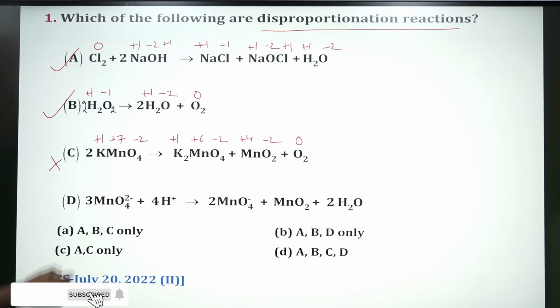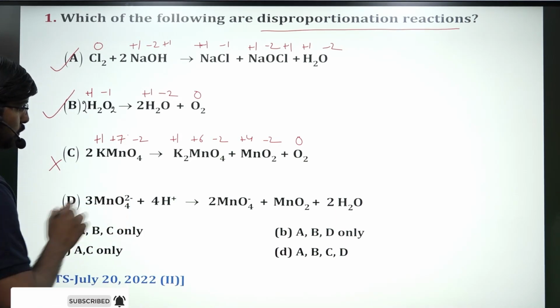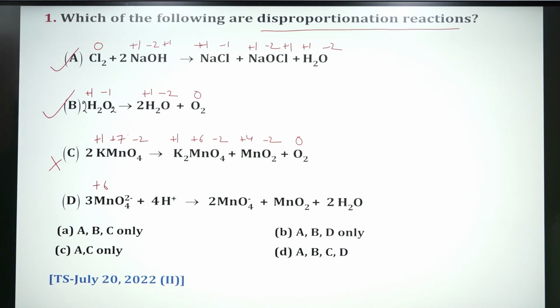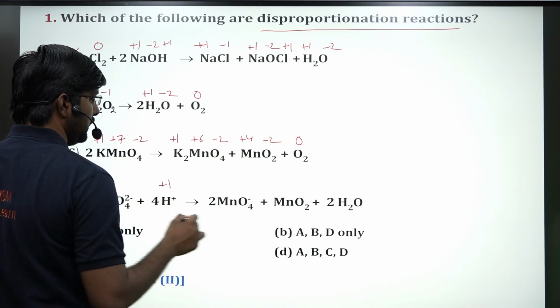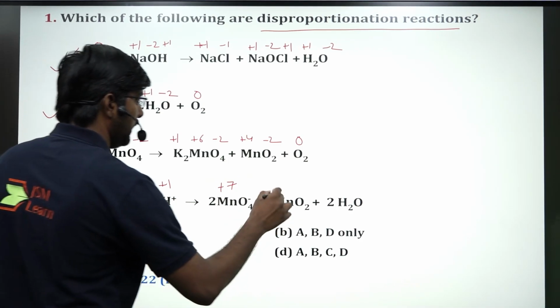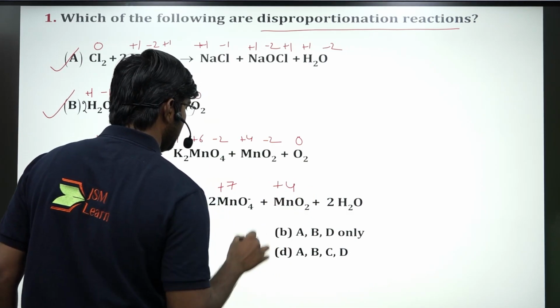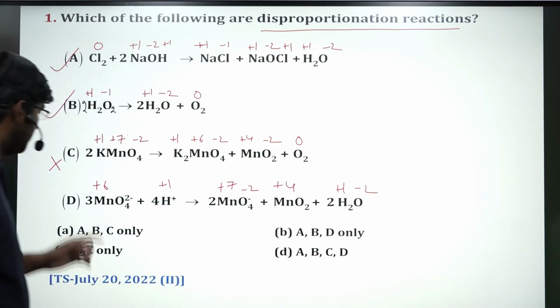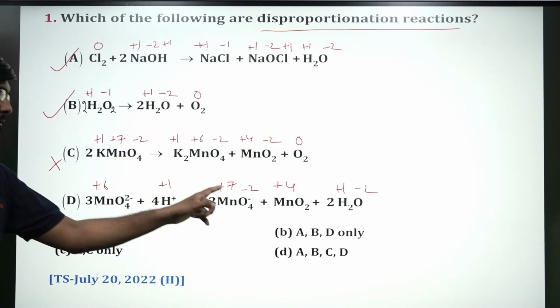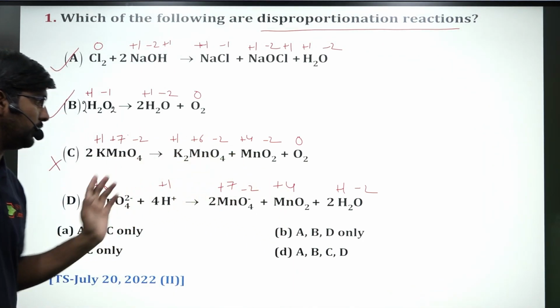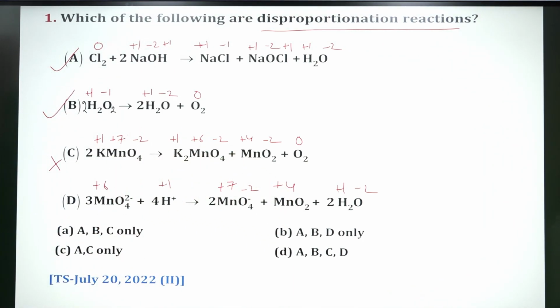And see here, 3MnO4 2-. The oxidation state of manganese is +6 and hydrogen +1 only, and manganese here +7 and here +4, oxygen is -2, +1, -2. Now here manganese +6 to +7 means it is undergoing oxidation. +6 to +4 means it is undergoing reduction. So that's why it is also a disproportionation reaction.